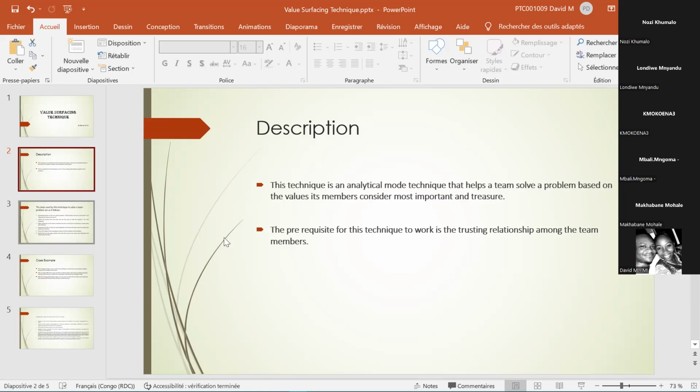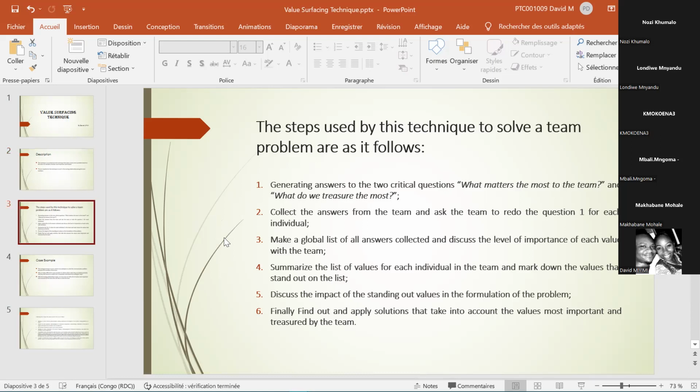How does it actually happen? Because it's mostly about questions that are going to be asked. Mainly two questions, which are: what matters the most for the team, and what do we treasure the most? Because the point is a group, a team trying to solve a problem which has been formulated in a specific way, and based on that problem, they're asking people what they value regarding that.